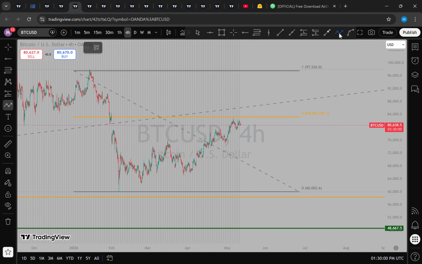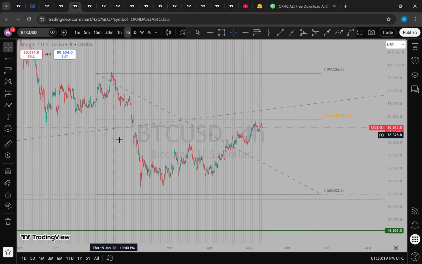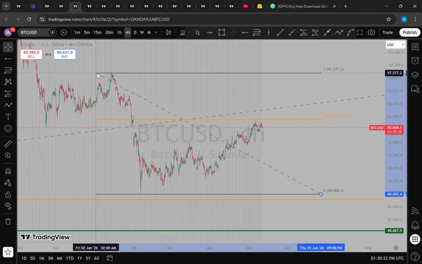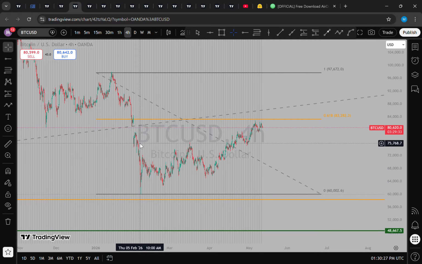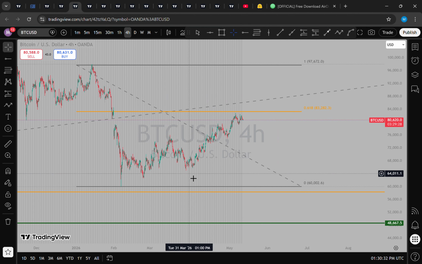Okay. If Bitcoin is not going to sell, it keeps doing this way. Then it will take out this protected high, then keep going. But technically, on 4 hours, Bitcoin is bearish.